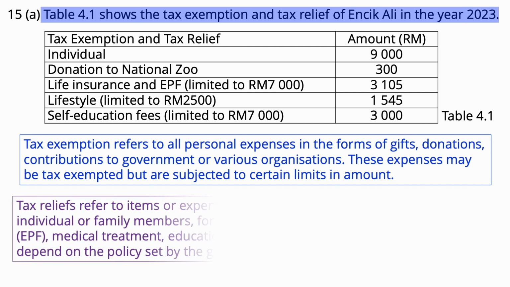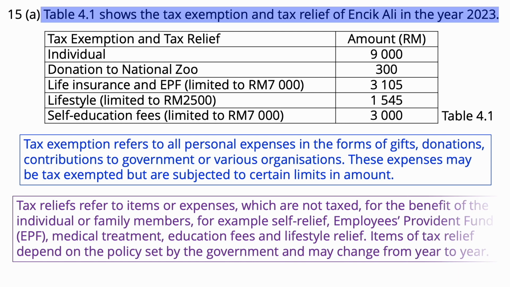Tax reliefs refer to items or expenses, which are not taxed, for the benefit of the individual or family members, for example self-relief, employees' provident fund, EPF, medical treatment, education fees, and lifestyle relief. Items of tax relief depend on the policy set by the government and may change from year to year.